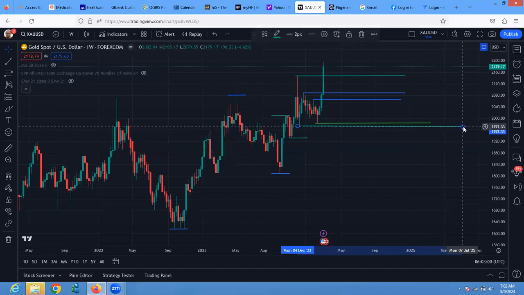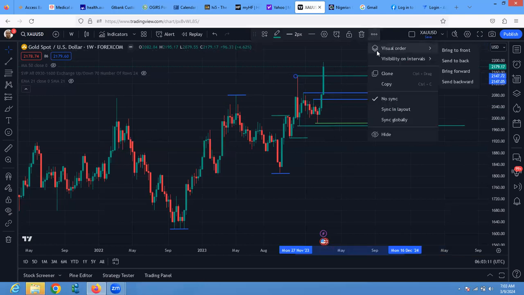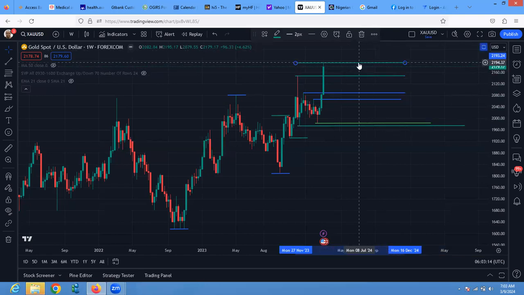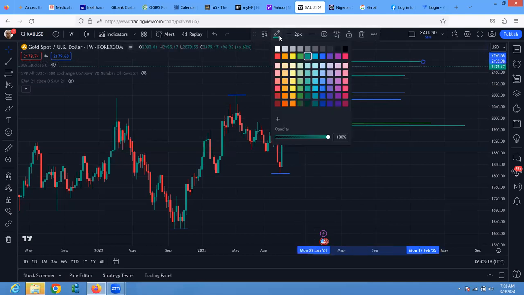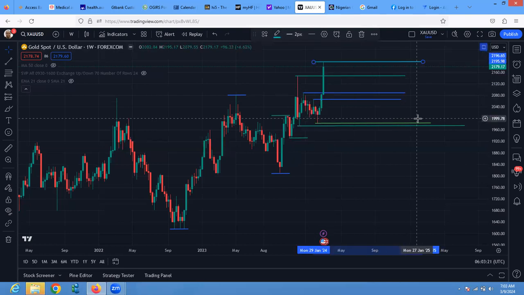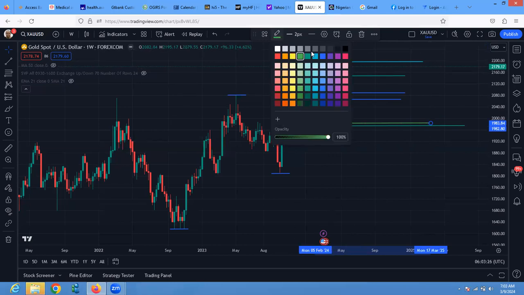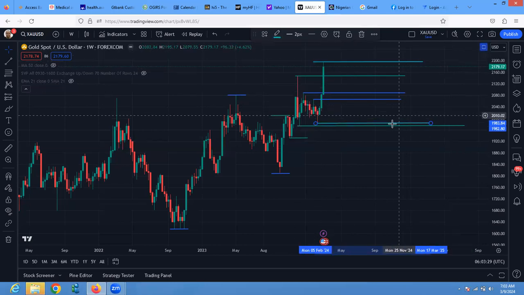I want to teach us something here. When we are going to correct, we are going to correct, assuming the correction starts here. So we are going to correct here against this area. So we're going to correct against that area. We are looking at an ABC correction against here, a retracement between here and here. If it breaks up, shift this one up.